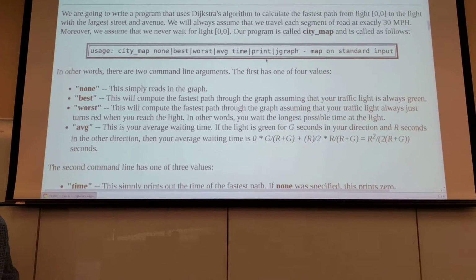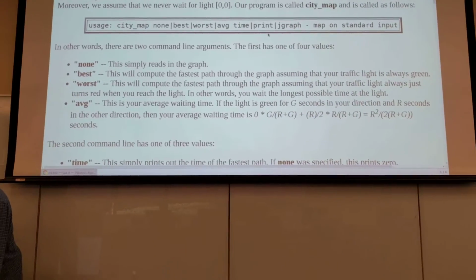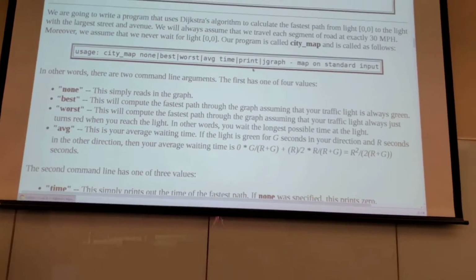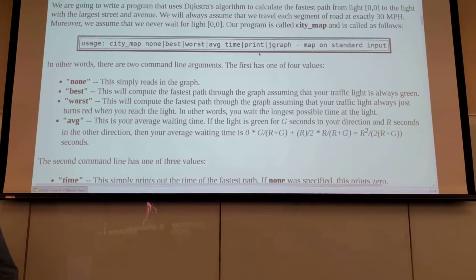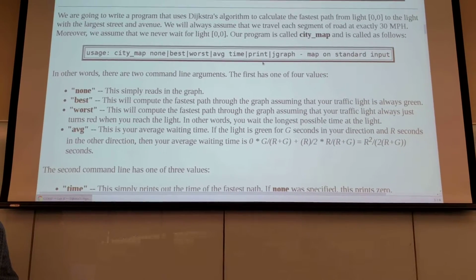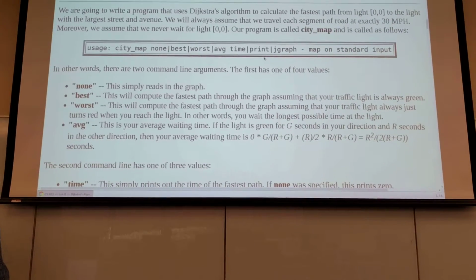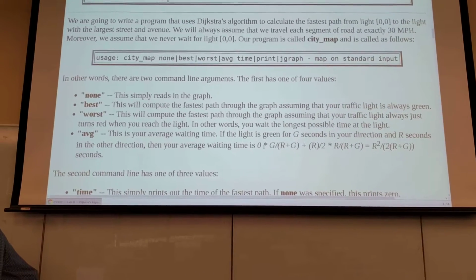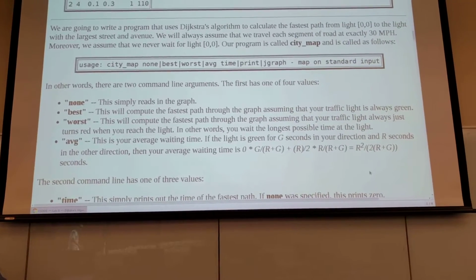Then you also have worst, and that assumes that all the lights turn red as soon as you get to them, and you have to wait the maximum amount of time at each of the stoplights. Then you also have average, which kind of averages the time that you'd wait and allows you to take basically the average time through the stoplights. And the formula that he wants you to use to calculate the average wait time is shown.